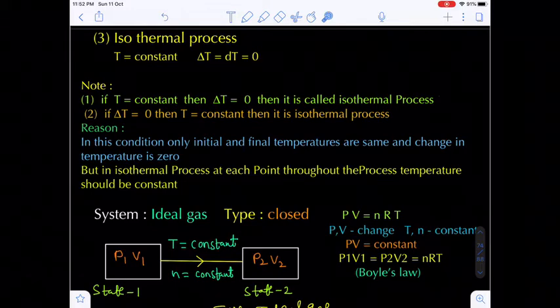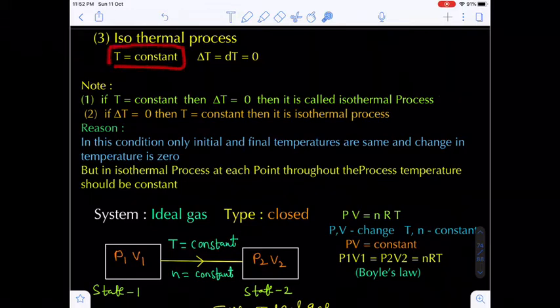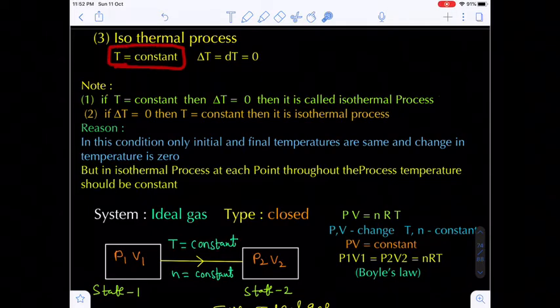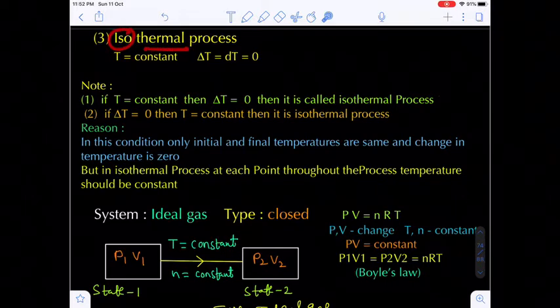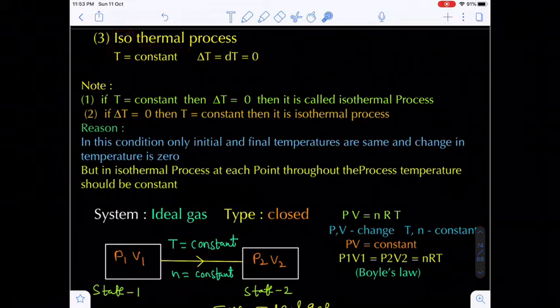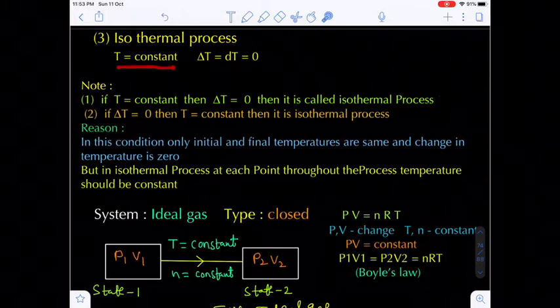What is the meaning of an isothermal process? It is a process where the temperature is constant throughout the process. Iso means same, thermal means temperature. So throughout the thermodynamic process, if the temperature remains constant, such a process is called an isothermal process. If the temperature is constant, the change in temperature, that is del T or dT, will be equal to what? 0.